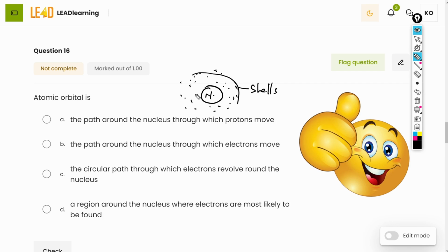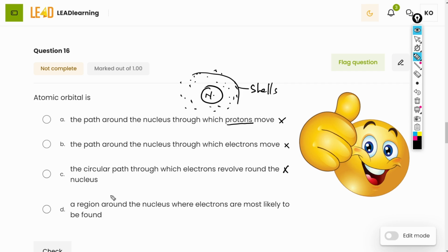So let's look at our options. Option A, the path around the nucleus through which protons move. Now protons do not move around the nucleus. Protons are located within the nucleus, so this option is not correct. Option B, the path around the nucleus through which electrons move. Now, like I said, orbitals are not defined paths like shells, so this does not agree. Option C, the circular path through which electrons revolve around the nucleus. Now, option C is actually the same as option B. It's just semantics now, or the use of language there.